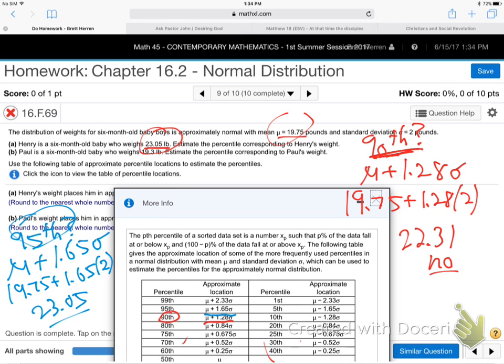All right, good. Part B is the same thing, right? Do the same thing with Paul. Now, Paul's below average, 19.3, so you're going to check these numbers. But he's not much below, so he's probably like 40th, or 30th. He's not way below, just a little below. Right? That good on that?